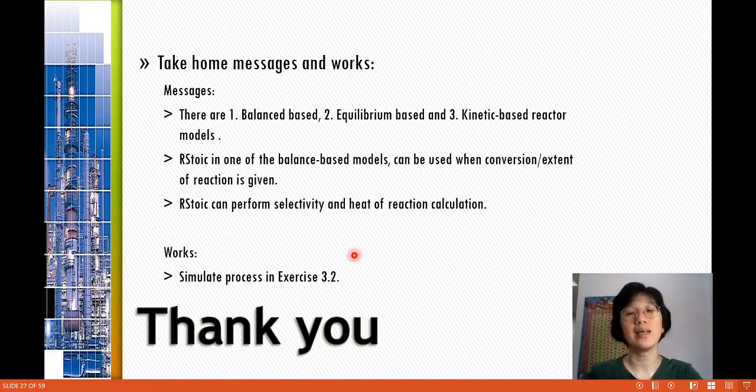And the work here, as mentioned earlier, is that you have to complete exercise 3.2 based on the analysis that we have done. So with this, I hope you have achieved the outcome for R-Stoic. You know how to use R-Stoic and what its purpose is and when to use it. Okay. Thank you very much.